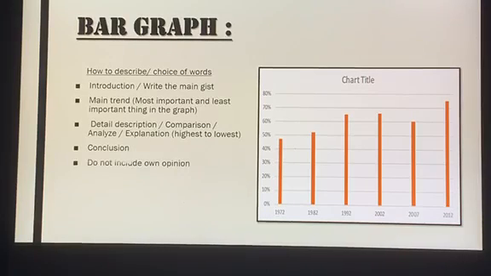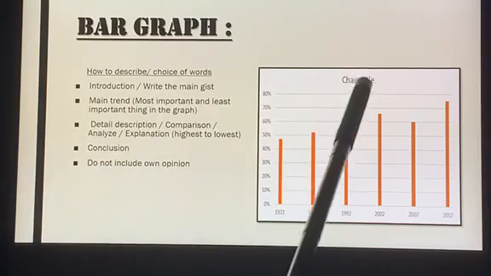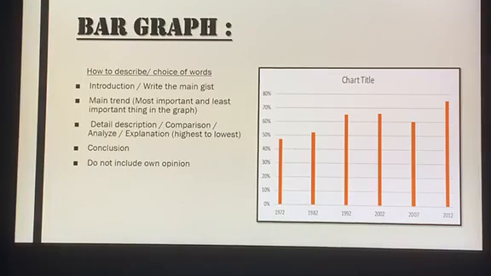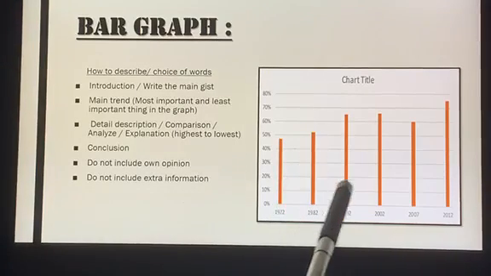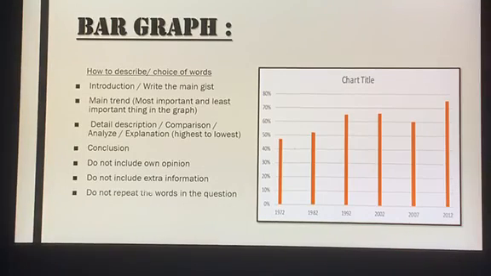Okay, you have to remember that while describing the graph, you cannot include your own opinion or suggestion or interpretation of the given information. তুমি তোমার নিজস্ব কোনো opinion বা interpretation এখানে লিখতে পারবে না. Do not include or add any extra information. যে ইনফরমেশনটা তোমার কোশ্চেনে দেয়া নাই বা এই গ্রাফে শো করা নাই, you cannot include that information. And do not repeat the words in the question.